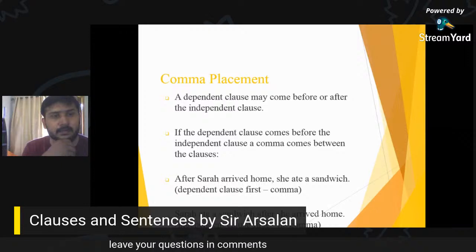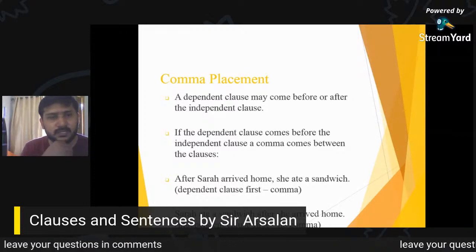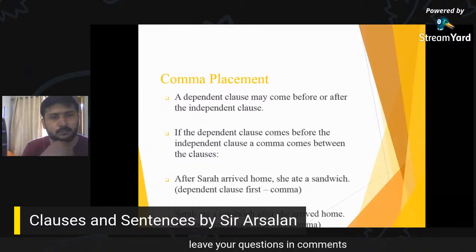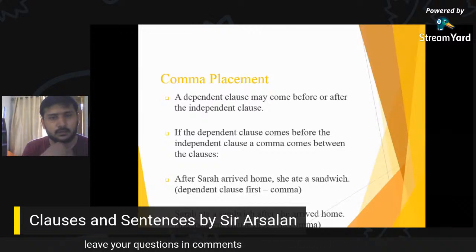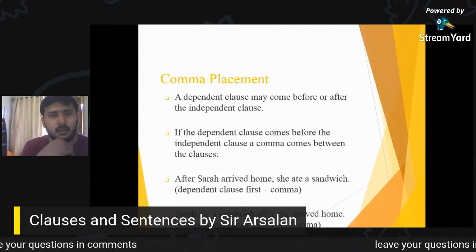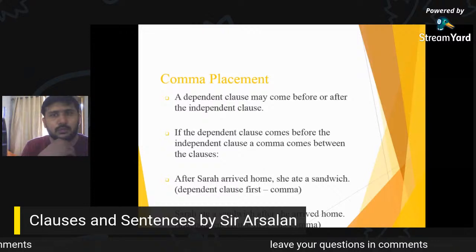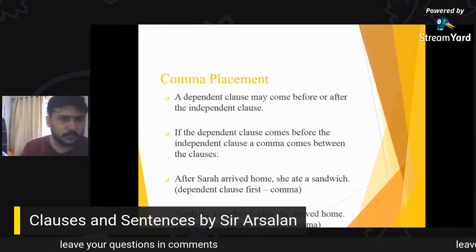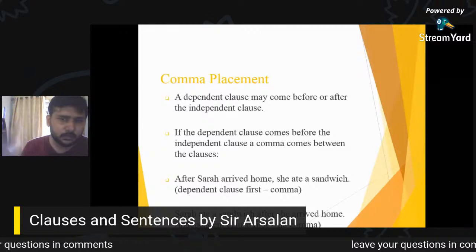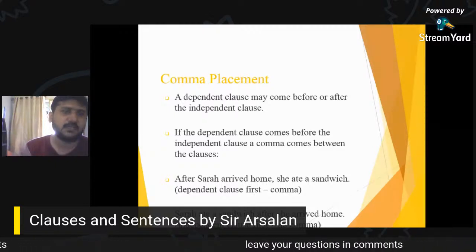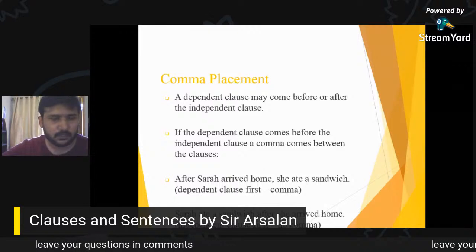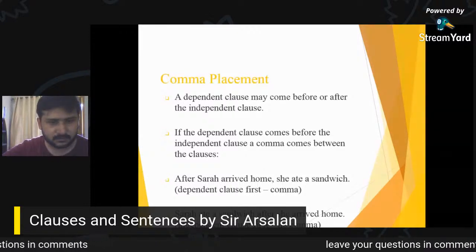I resumed my studies because I wanted to achieve higher goals. Yeah, there is no need for a comma. Or I resumed my higher studies after I left the job. Then there is no need for a comma. So the comma placement is here.